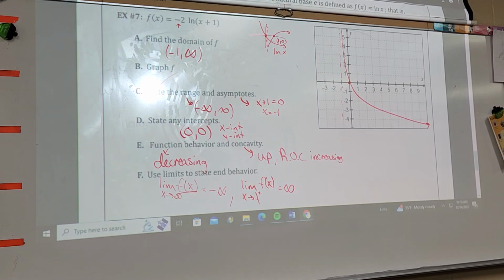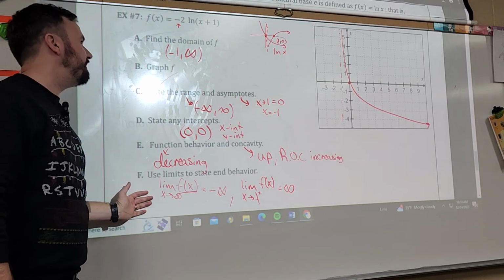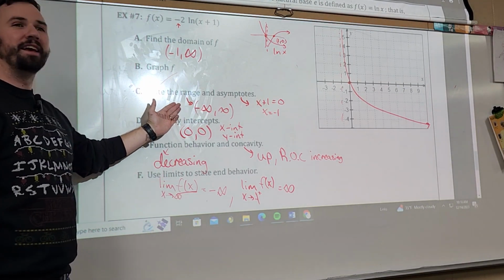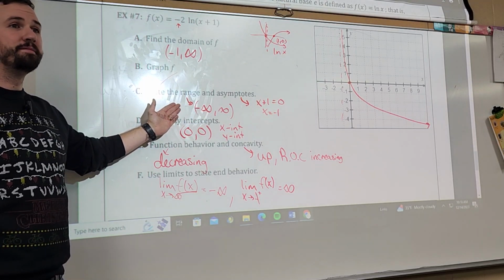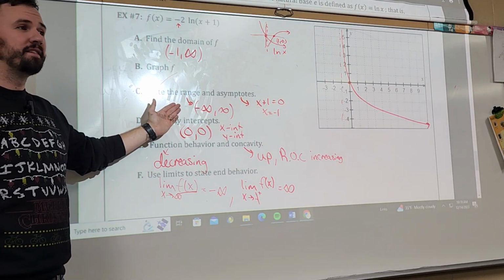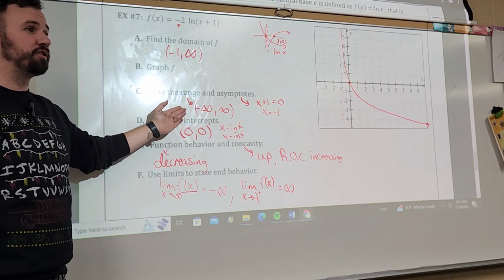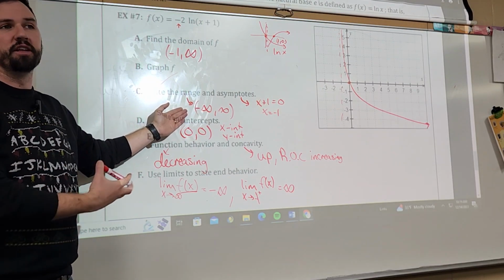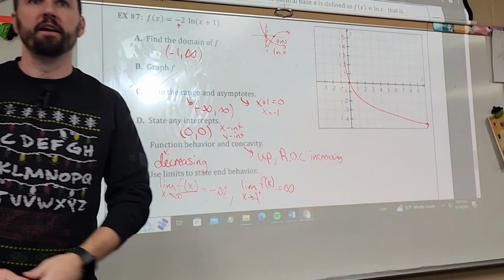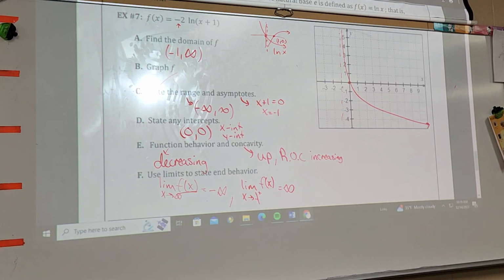Have you guys also ever noticed that your end behavior matches your range? Does that make sense? One of your end behaviors should always match, it'll match your range. Because it makes sense, it tells you where you end. Well, for these ones.